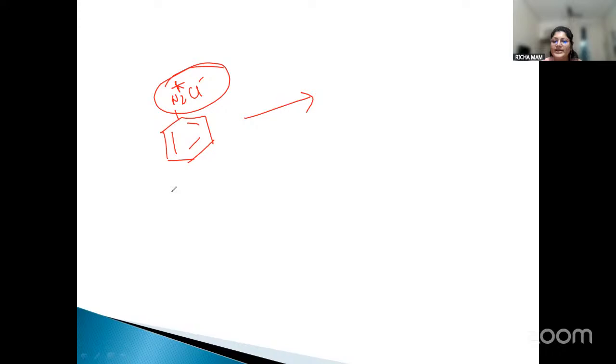Aryl fluorides and iodides cannot be prepared by direct halogenation, but by using the diazonium salt they can be easily obtained. Diazonium salts are also used in the preparation of various azo dyes, as we have seen. So is it clear? This completes the chapter amines.